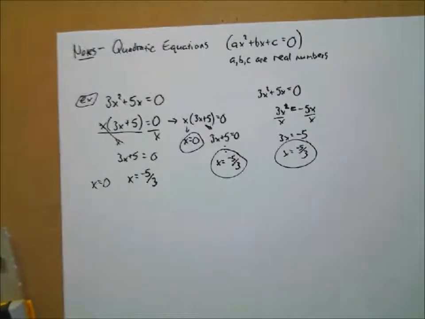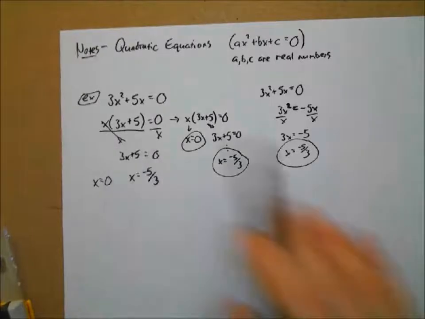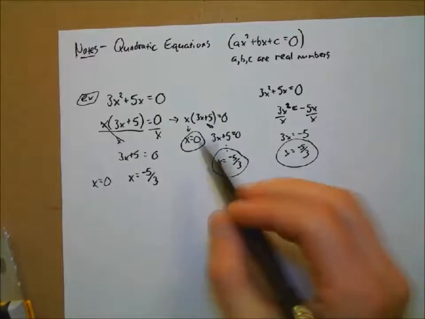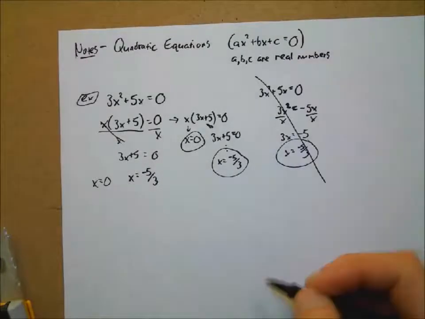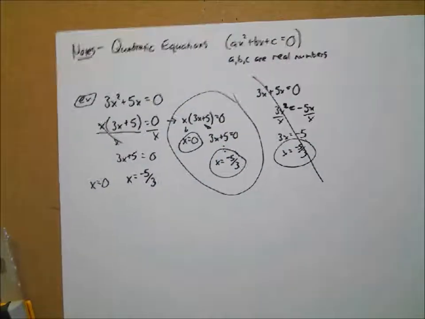But again, the problem is we lost that one solution, right? Just like what we did with Riley here, where we divided both sides by x, we lost that possible solution, so we only end up with a negative 5/3. We missed the 0. So we don't want to do that. This is the path we want to take right here. Factor, set each factor equal to 0.